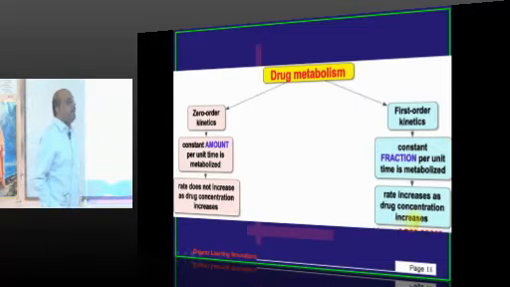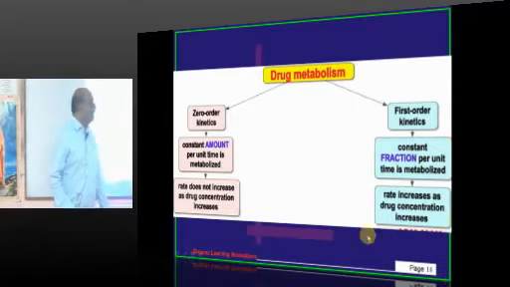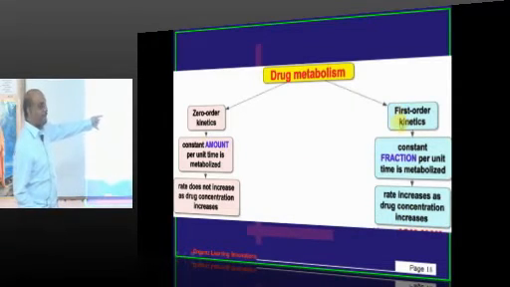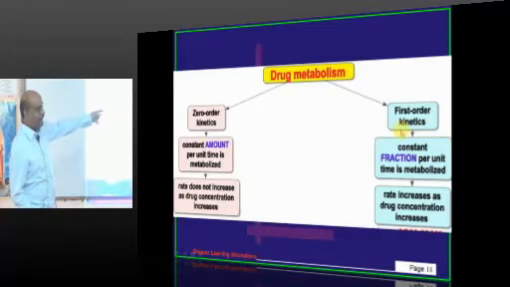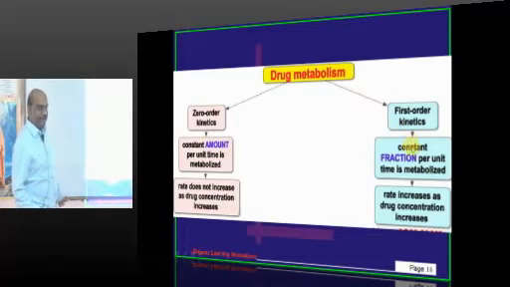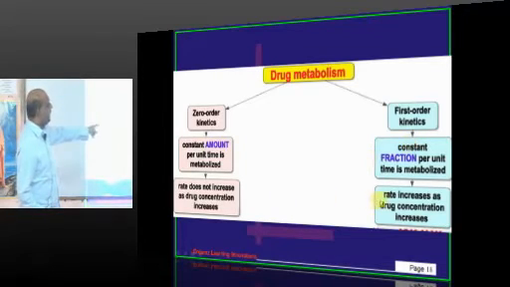What is the faster way of metabolism, doctor? If you are in a corporate job, it's faster to be promoted. You may start life as an executive and you may end up as a managing director. That is basically first order kinetics.